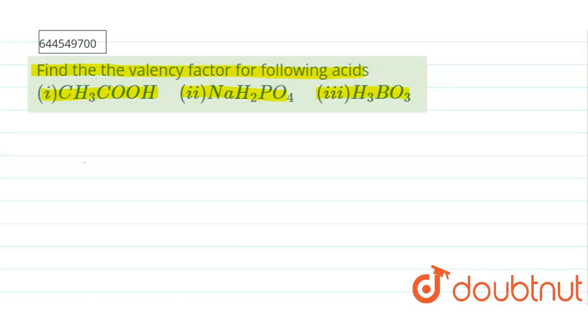Hello everyone, so today's question is find the valency factor for the following acids: CH3COOH, NaH2PO4, H3BO3. So we'll make the structures. So first is CH3, C double bond OH. So it will be CH3, C double bond O and OH. So only this OH, from this OH, H can be removed. So valency over here is 1.